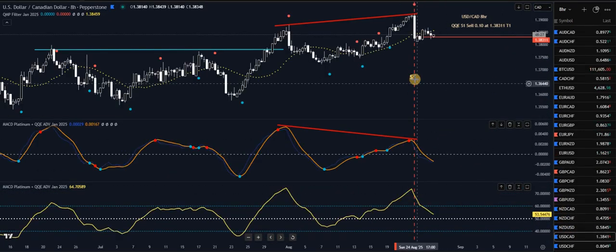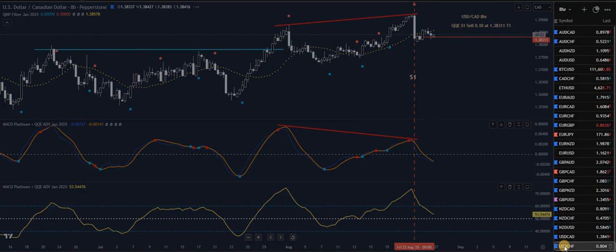USD CAD in a sell. QQE, also got regular bearish divergence there. Took the trade after this big counter, which is not ideal. Then we popped up, it's popped down, it's just going sideways again. Again, the QQE is still not at the 50 level, even though the MACD platinum's through the zero level. Aiming for that 50 level when it's a QQE trade or sequence of trades.